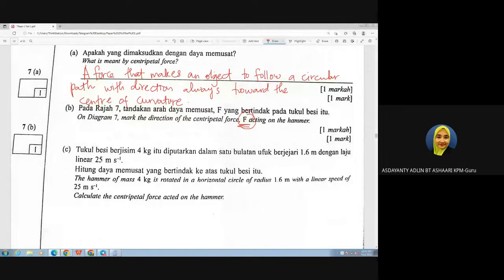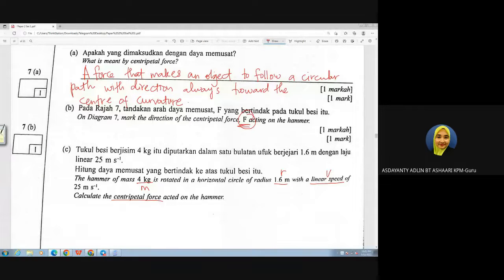C, the hammer of mass 4 kg is rotated in a horizontal circle of radius 1.6. So m is 4, r is 1.6. Next you can see what is the formula. You are given v, the linear speed, the v. Radius r 1.6, mass m. So centripetal force formula.